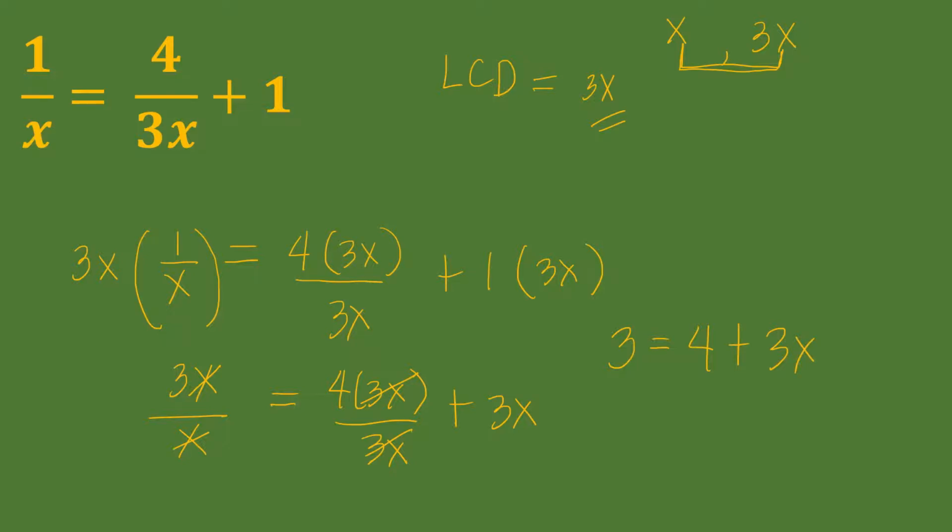So we combine similar terms, so that will be 3 minus 4 equals your 3x. So that is negative 1 equals your 3x. Then we divide both sides by 3, of course. So cancel. So therefore, our x now is equal to negative 1 over 3.